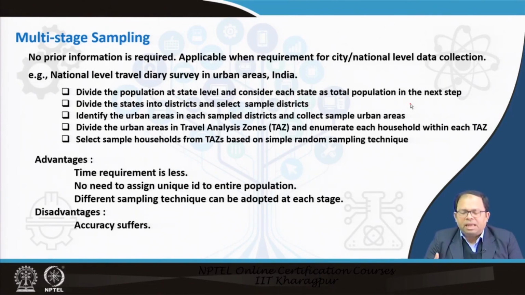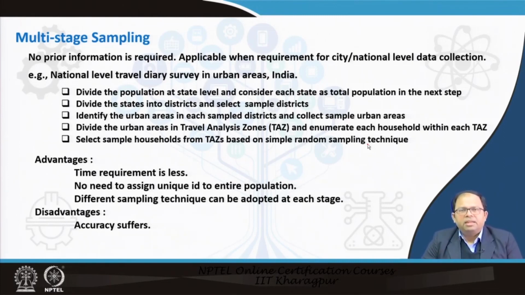We can take some sampled urban areas, and then within each of those sampled areas we can determine the travel analysis zones, the TAZs, and then we enumerate each household within each TAZ. And of course, we can select sample households from TAZs based on a simple random sampling technique. That means we are not bothered about the randomness of the sample at the country level.